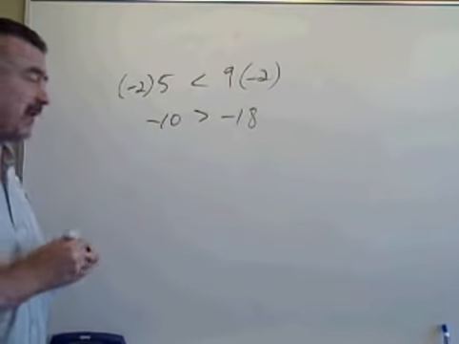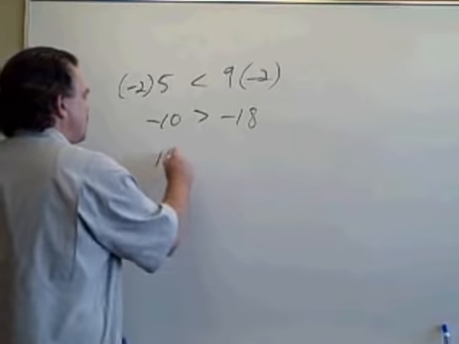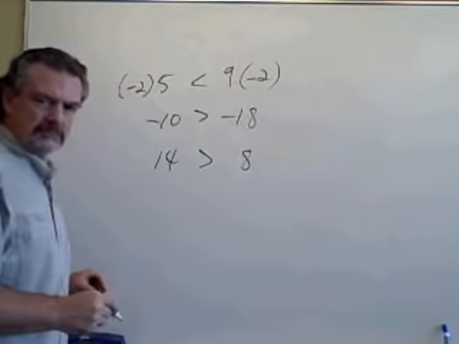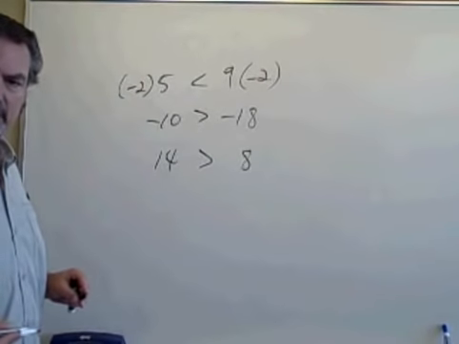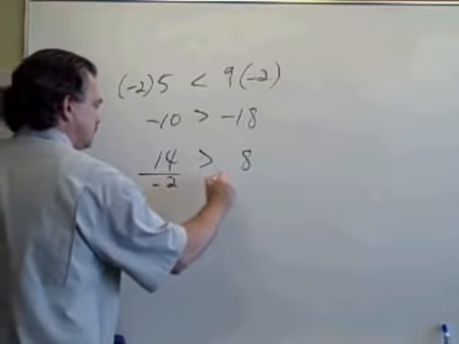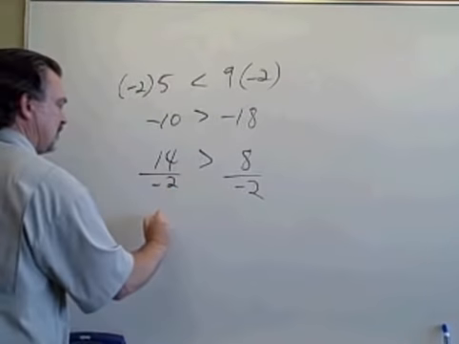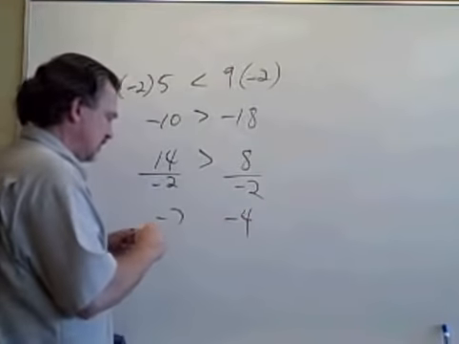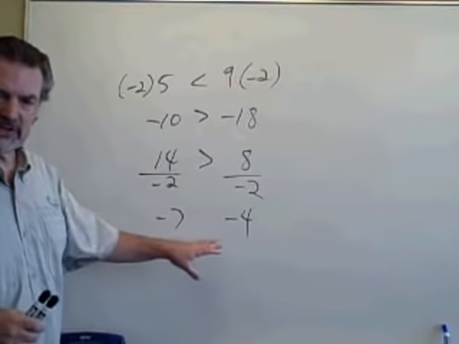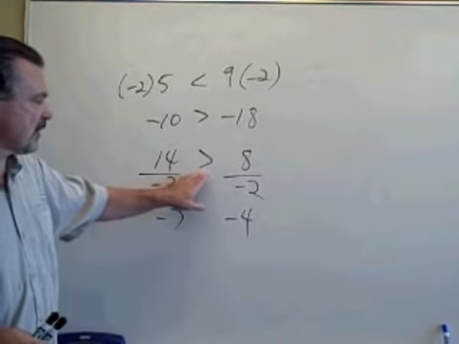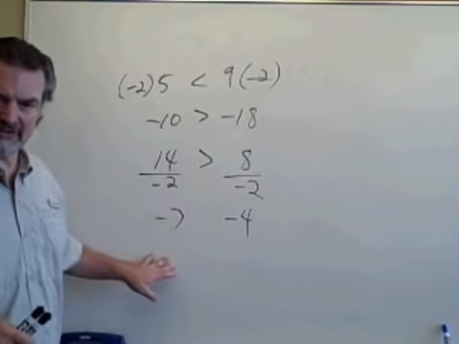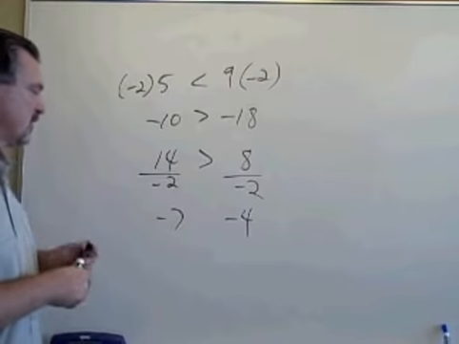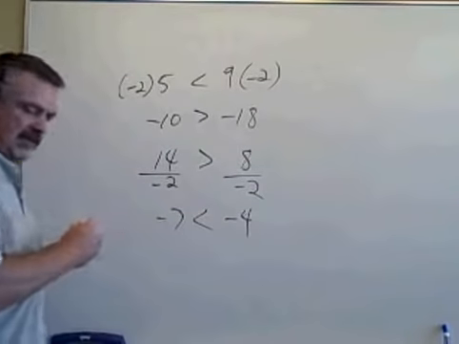Watch what happens if we divide by a negative. What if we had 14, and 14 is greater than 8, isn't it? Well, what happens if I divide both of those quantities by negative 2? 14 divided by negative 2 is negative 7. 8 divided by negative 2 is negative 4. Now, what's the relationship between these quantities? Is negative 7 still greater than negative 4? No. Negative 7 is less than negative 4. You're worse off if you owe $7 than if you just owe $4. Negative 7 is less than negative 4.